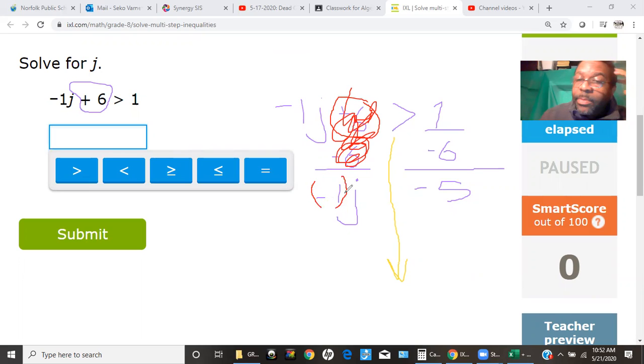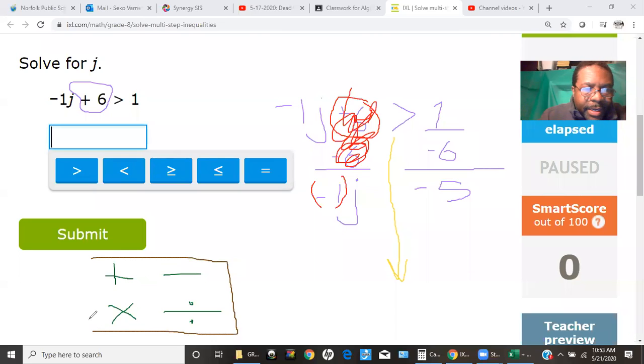Since that's -1 times, we're going to do the opposite of times. So what's the opposite of times? The opposite of addition is subtraction. I just see where I made a mistake. That's supposed to be subtraction, so I don't need the lines there. Let me draw a box around it to make it easier to see. The opposite of addition is subtraction, and the opposite of multiplication is division.